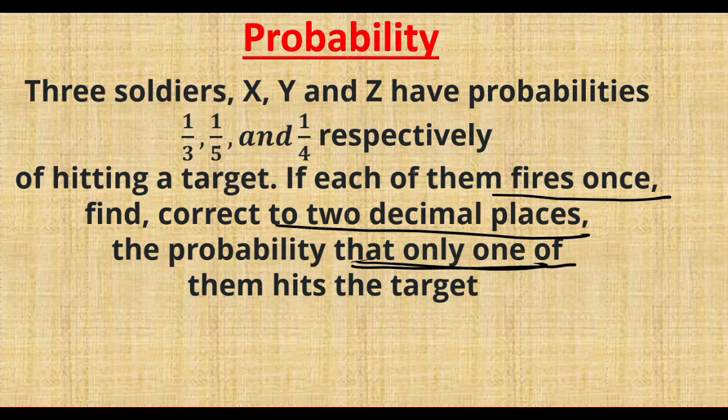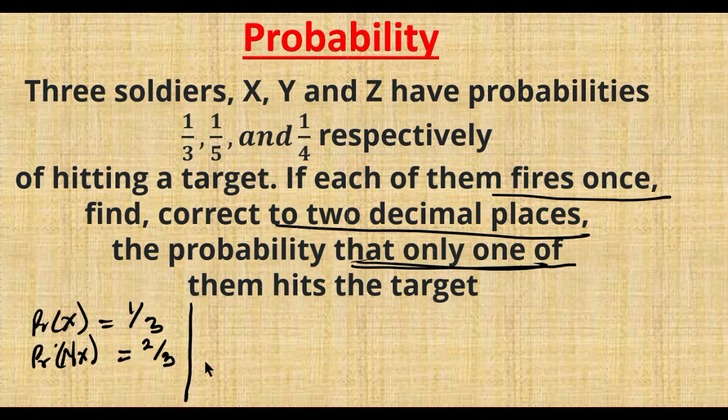Now, if each of them fires once, that means the probability for X to hit the target is 1 over 3. And the probability for X not to hit the target, let's tag that as N of X, will be 2 over 3.